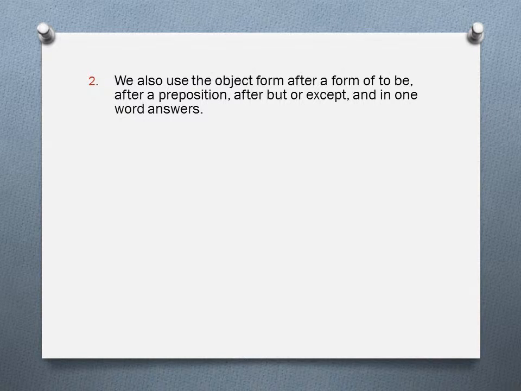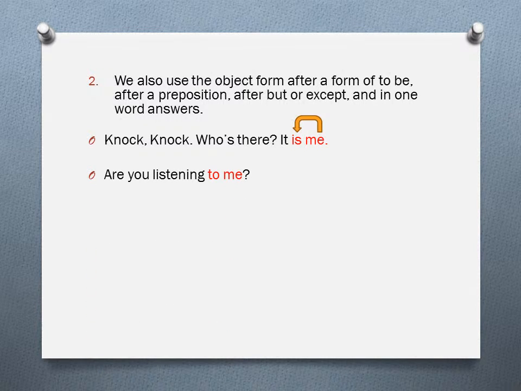We also use the object form after a form of to be, after a preposition, after but or except, and in one-word answers. For example, knock knock, who's there? It is me. The personal pronoun me follows a form of to be, is. In the sentence, "Are you listening to me?" the personal pronoun me follows to, which is a preposition.